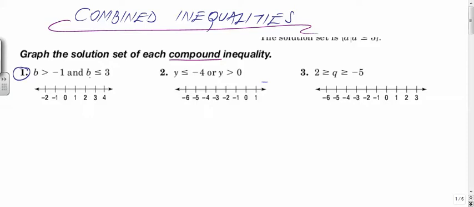b greater than -1. We have to graph this on the number line. Because b cannot be equal to -1, the equal sign is missing, so I will use an empty circle, right? b has to be greater than that. It means it goes all the way to positive infinity. This is negative infinity here.